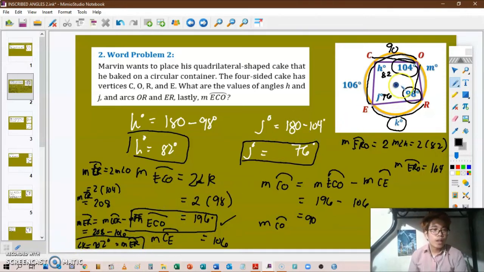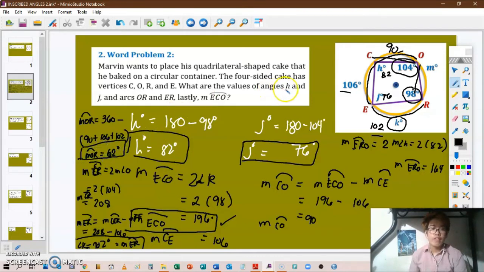How about OR? To get OR, we just add all of the measurements that we have here: 90, 106, and 102. Then we subtract that sum from 360 to get the measurement of arc OR. So 360 minus 90 plus 106 plus 102 gives us the measurement of arc OR, which is equal to 62 degrees.